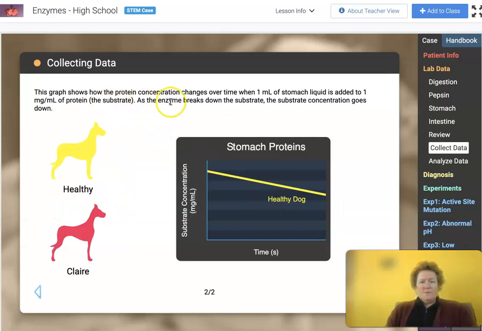This graph shows how the protein concentration changes over time when 1 milliliter of stomach liquid is added to 1 milligram per milliliter of protein, the substrate, what the enzymes in the stomach are working on. As the enzyme breaks down the substrate, the substrate concentration goes down. So as the enzyme catalyzes the reaction, there's less and less protein. The amount of protein is going down.